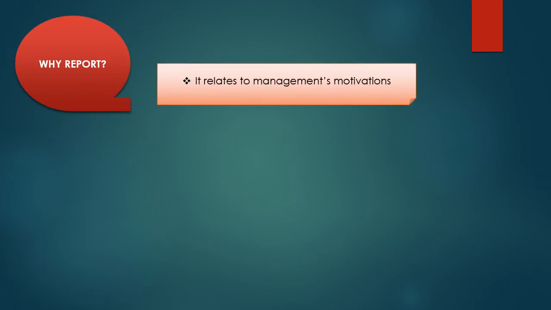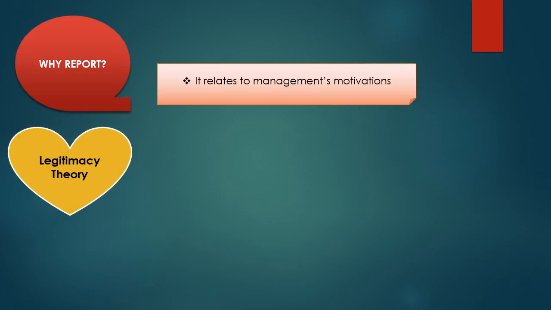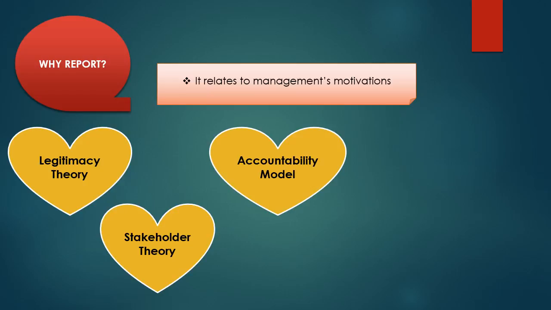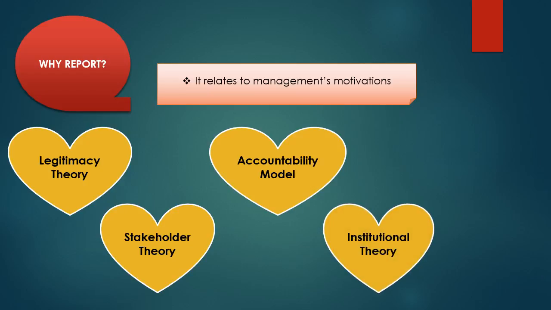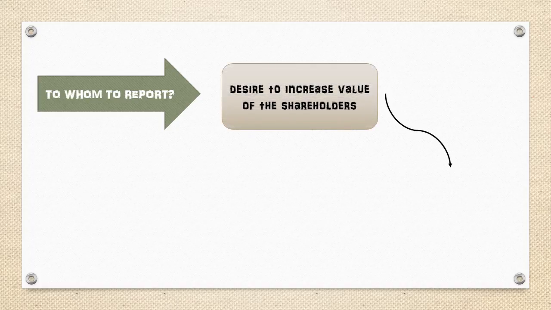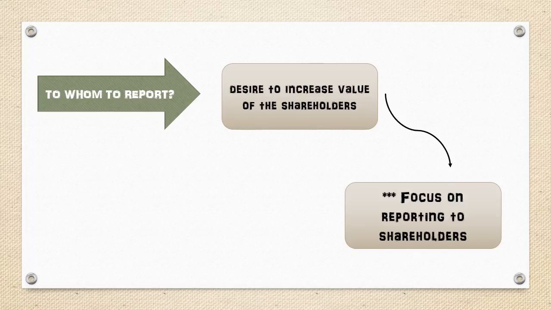There are 5 theories that explain why the company needs to disclose information on how they perform towards the social environment, which are legitimacy theory, stakeholder theory, accountability model, institutional theory, and positive accounting theory. The second stage is to whom to report. If managers are motivated by a desire to increase shareholder value, then the company may focus on reporting to the shareholders. The third stage is what to report.